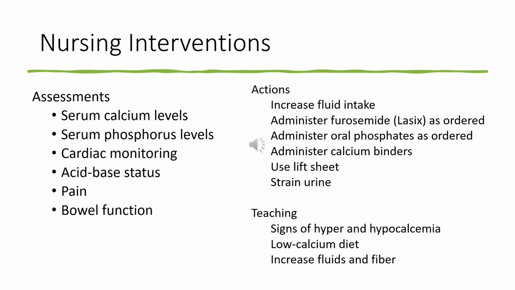Our actions involve increasing fluid, administering Lasix, administering oral phosphates. You could have some calcium binders. We want to use a lift sheet and strain the urine. Specifically if we're straining the urine, we're looking for stones. We're going to do teaching, and we want to show them the signs of hypocalcemia. They're going to have a low calcium diet, and we need to have them increase their fluids and their fiber. Let me ask you, why does furosemide help excrete calcium?